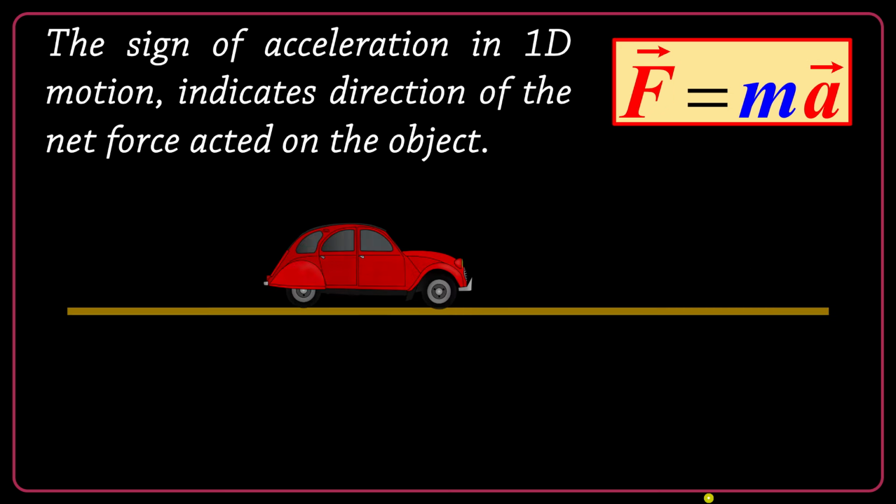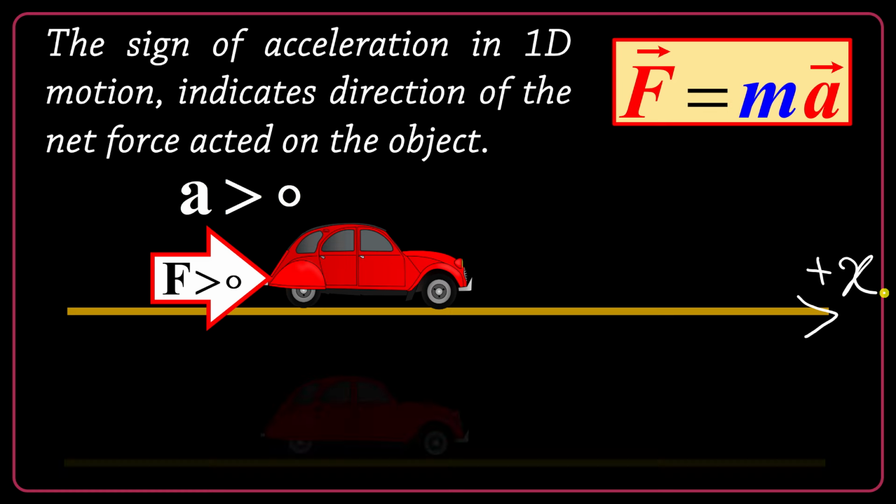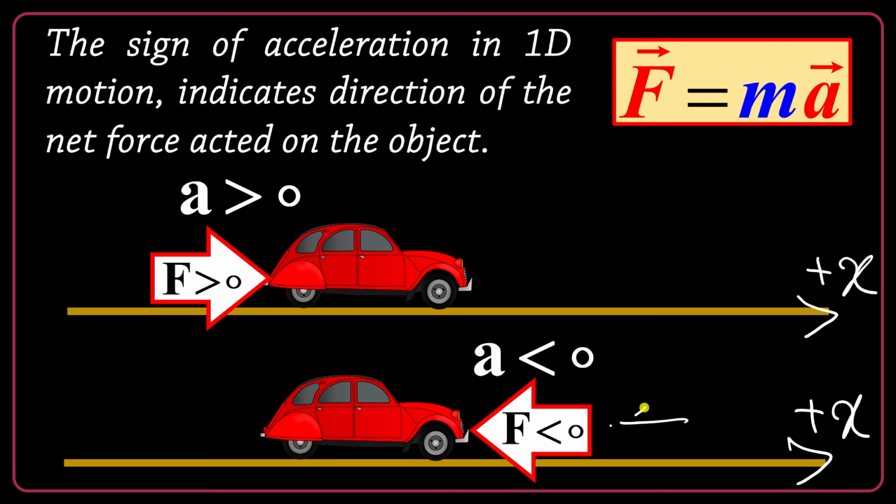Look at this case. Here, acceleration is positive. Immediately, I can say the net force acting on this car is to the positive direction of x. Let's say it is positive direction of x. And the other, when the acceleration is given to be negative, the force necessarily will be to the negative direction of x. If this is positive direction of x, force must be to the left. Okay? What about the speeding up or slowing down?